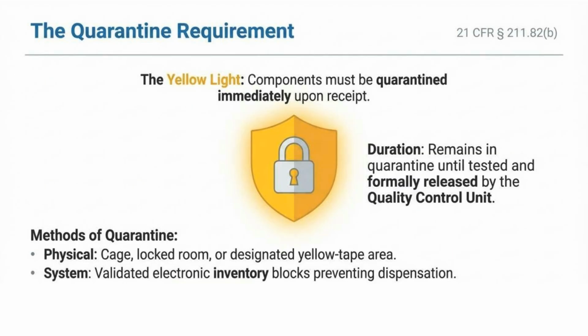Quarantine is our yellow light. Materials must stay in this status until formally released by the Quality Control Unit. This can be achieved through physical means, like a locked room, or through a validated electronic inventory system.